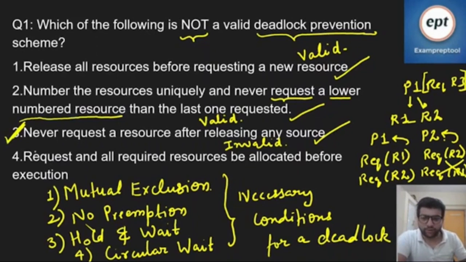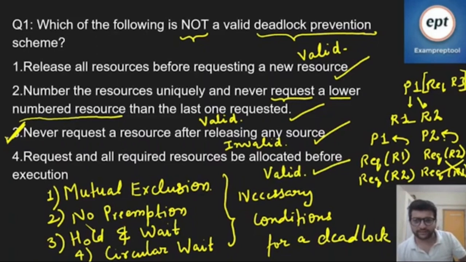Let's also look at the fourth option: request all required resources to be allocated before execution. If we are forcing a process to request all the required resources before the execution starts, that means we are not allowing the process to hold and wait. Hence, this is also a valid deadlock prevention scheme. So the answer is option 3.